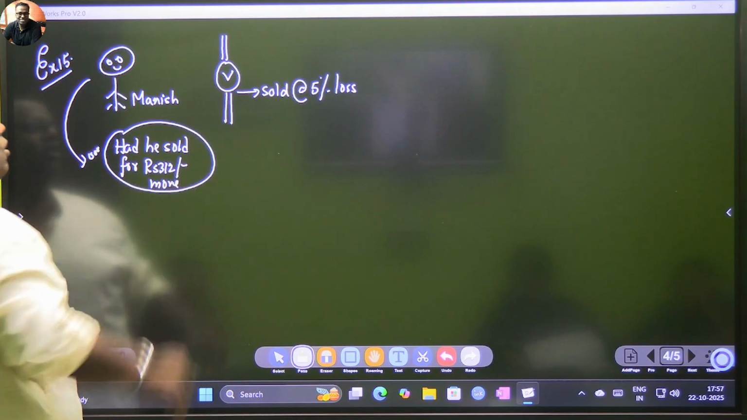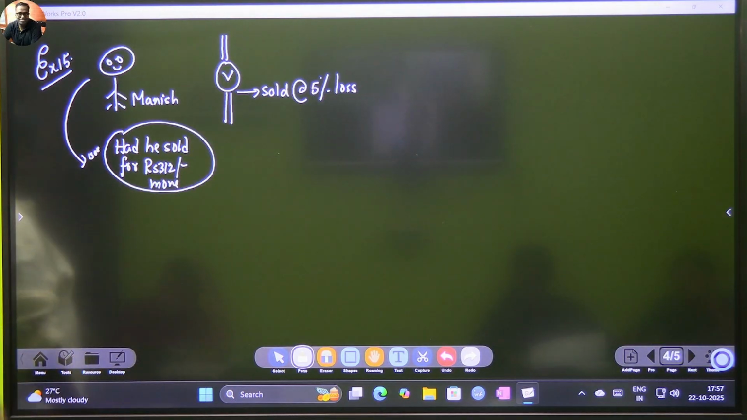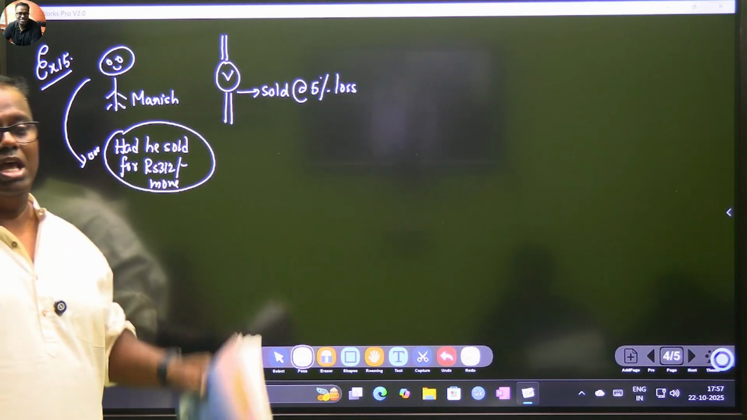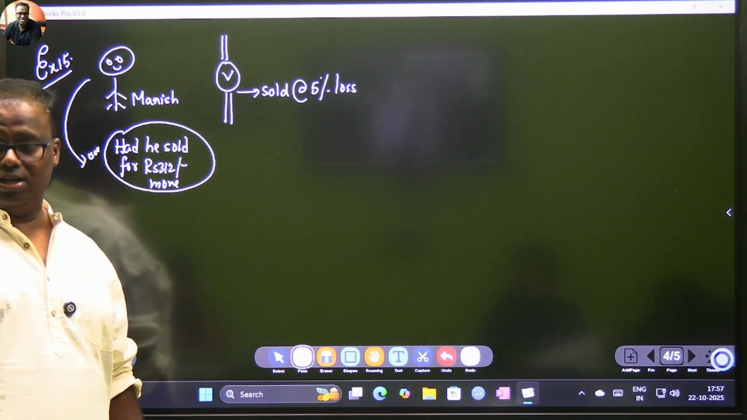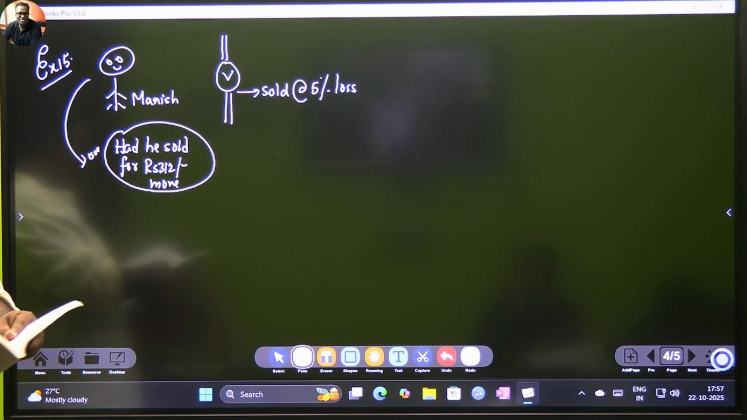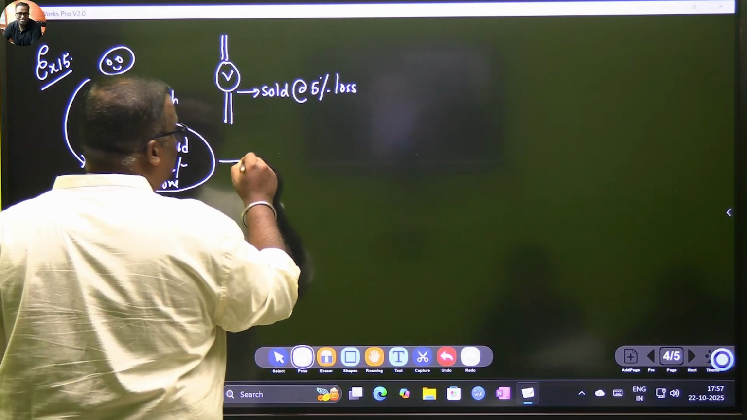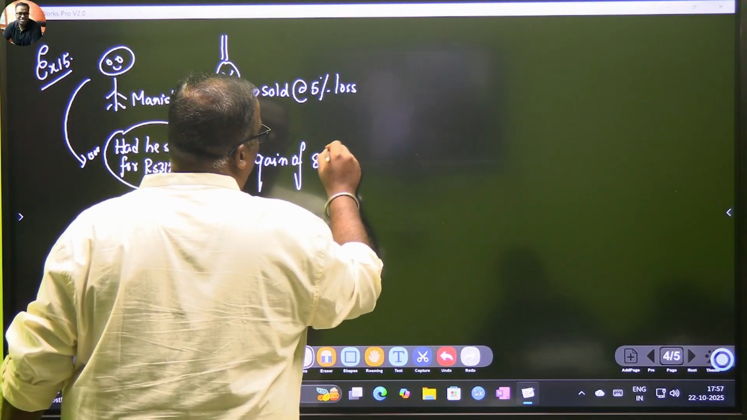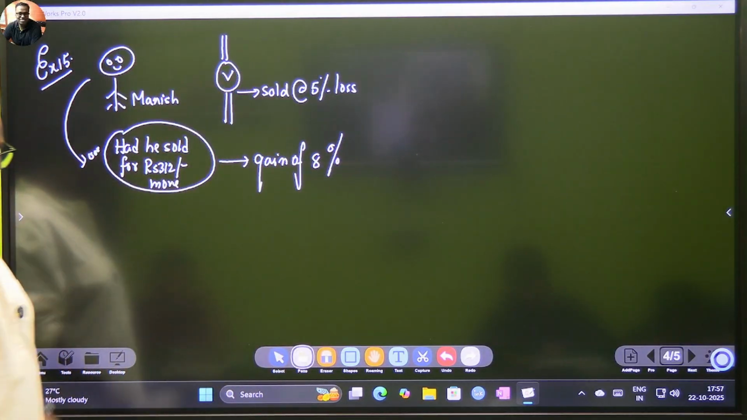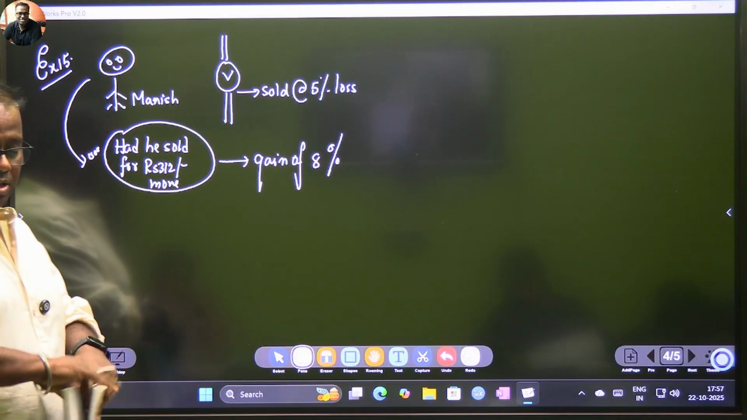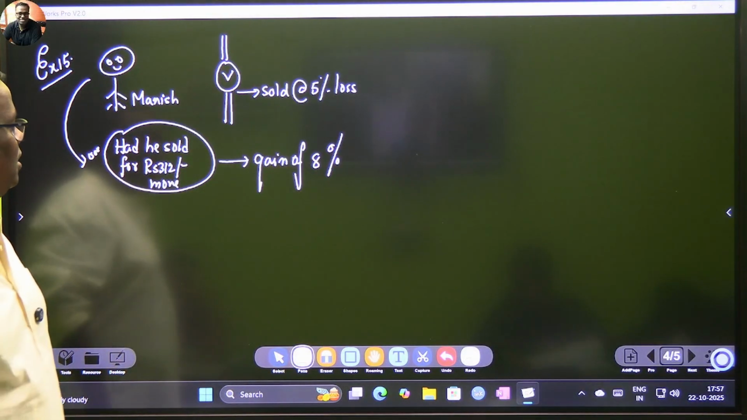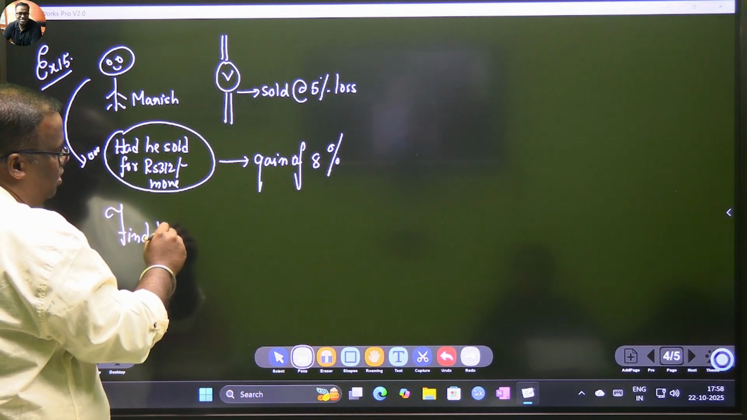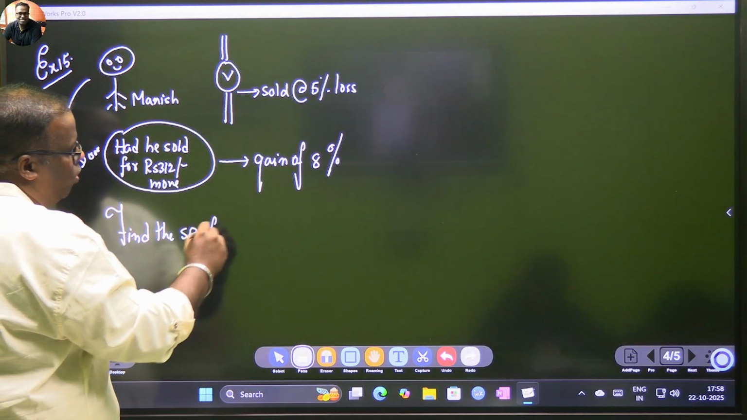See, he has incurred a loss, which means at some value he has sold. Had he sold at X plus 312 rupees, then our Manish would have been very happy because he would have made a gain of 8%. They're saying that you have to find the SP of the watch.